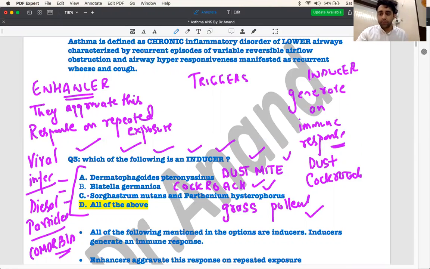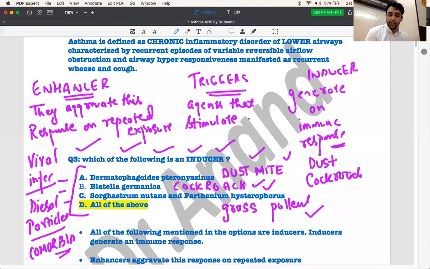So now what Rimsha is talking about is the triggering factors. What are the triggers? Triggers are the agents that stimulate the symptoms in a child. I have already transferred the PDF of this file to you. So triggers are the agents which stimulate the symptoms in a child.